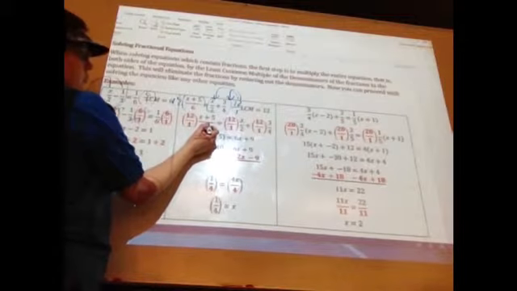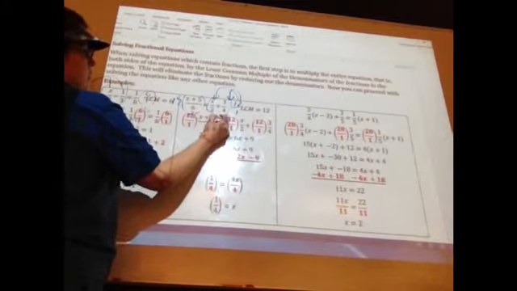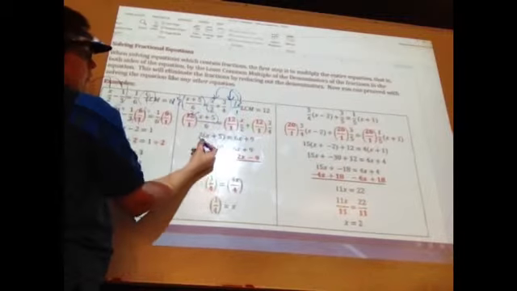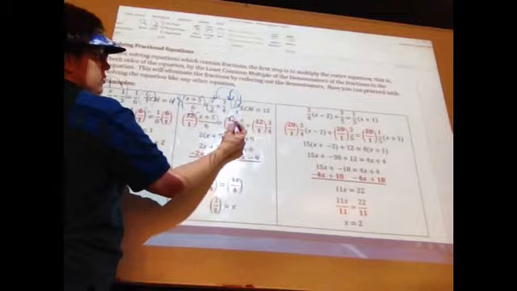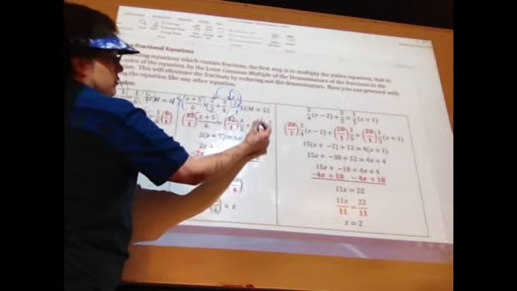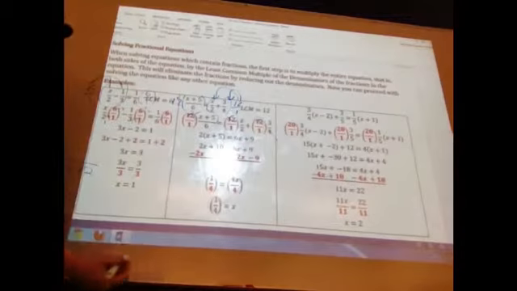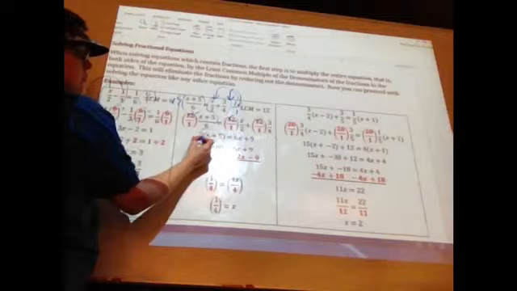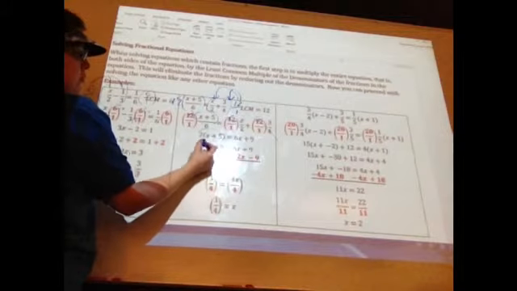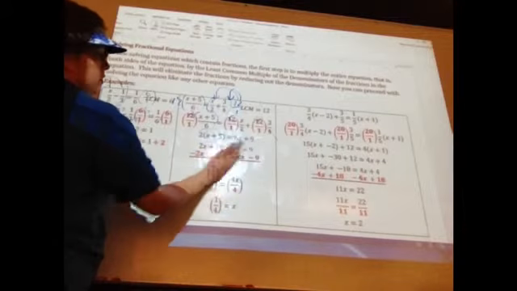If I did this right, I should be able to eliminate my denominators. 12 divided by 6 is 2, so I get 2 times the quantity x plus 5, equals 12 divided by 2 is 6, so I get 6 times x, plus 12 divided by 4 is 3, so I get 3 times 3, which is 9. Now I can do my distribution here. 2 times x is 2x, plus 2 times 5 is 10, equals 6x plus 9.